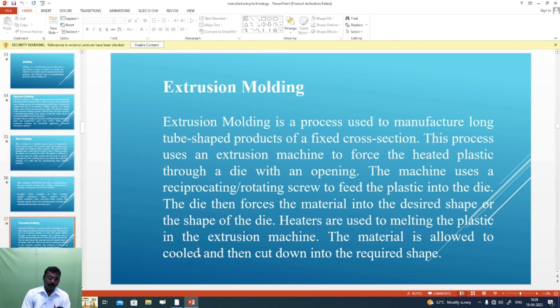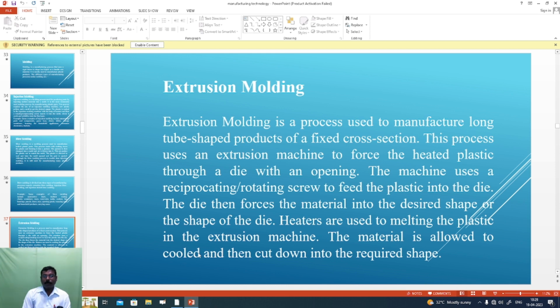Extrusion molding. Extrusion molding is a process used to manufacture long, tube-shaped products of a fixed cross-section. This process uses an extrusion machine to force the heated plastic through a die with an opening. The machine uses a reciprocating rotating screw to feed the plastic into the die.